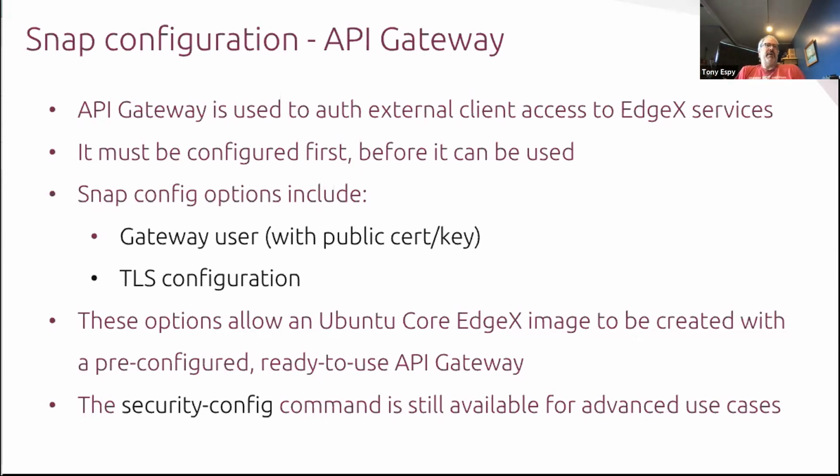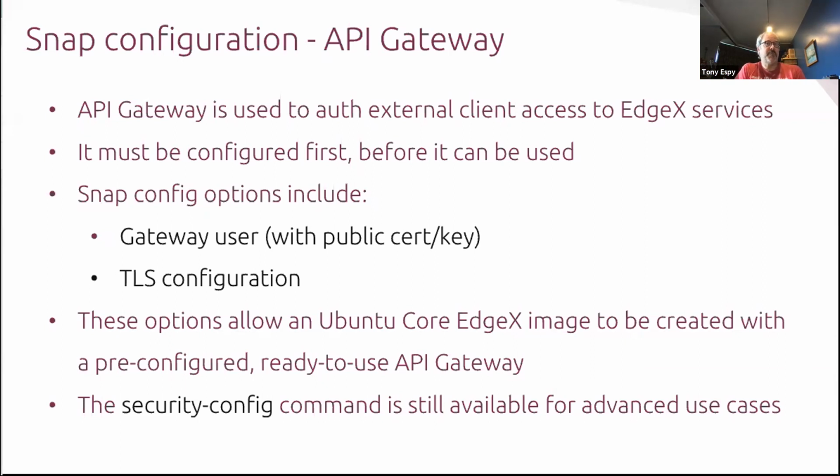Now, the one issue with the API gateway is it needs to be configured before it can be used. So if you just bring up EdgeX by default, the API gateway is not configured. Well, what do you have to do to use it? At minimum, you need to add a user. You need to add that entity that you're authenticating against, right? If you're using a key to generate a token, that token is bound to a specific user that's been added to Kong. So we added a snap config option that makes it very easy to configure the gateway user and include the public certificate key with that user, so you then can generate your tokens elsewhere.